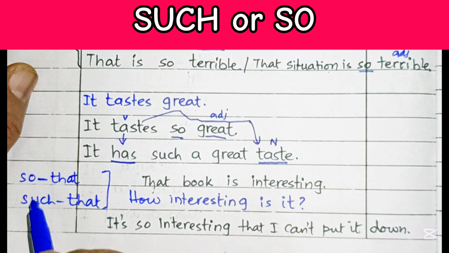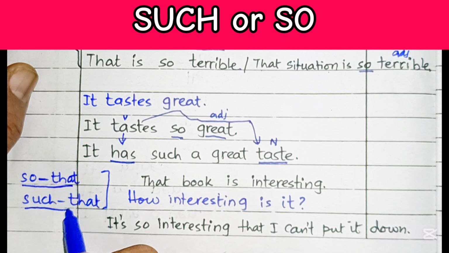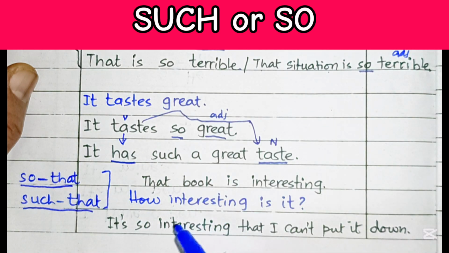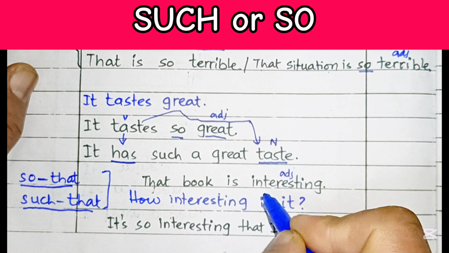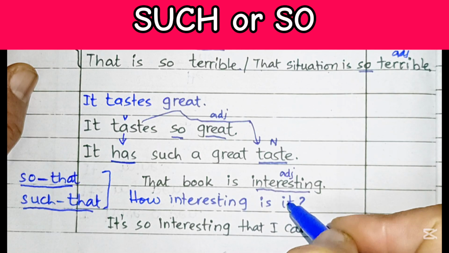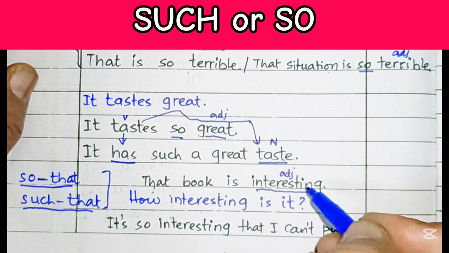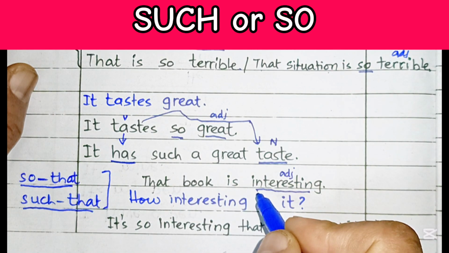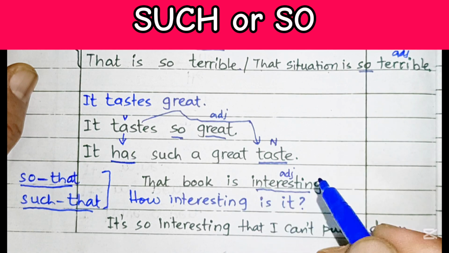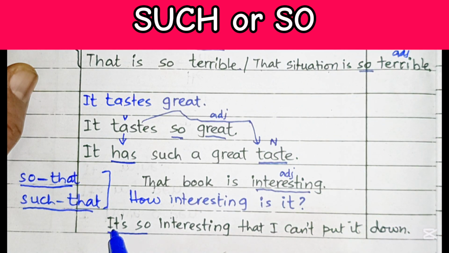Now, use of so that and such that. That book is interesting. Over here, the word interesting is an adjective. Use so before this adjective. So we can say that book is so interesting. This increases the degree. It's so interesting. If we put so before an adjective, it increases the degree of the adjective.